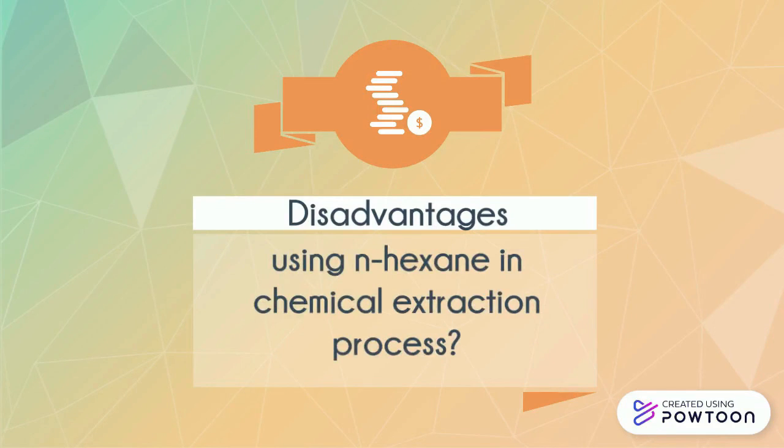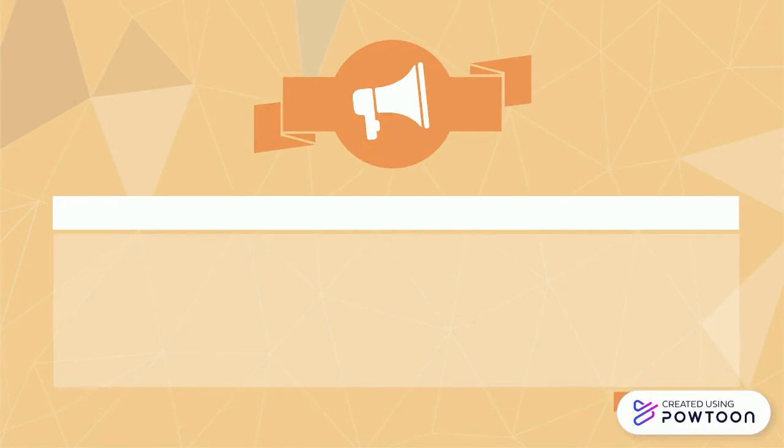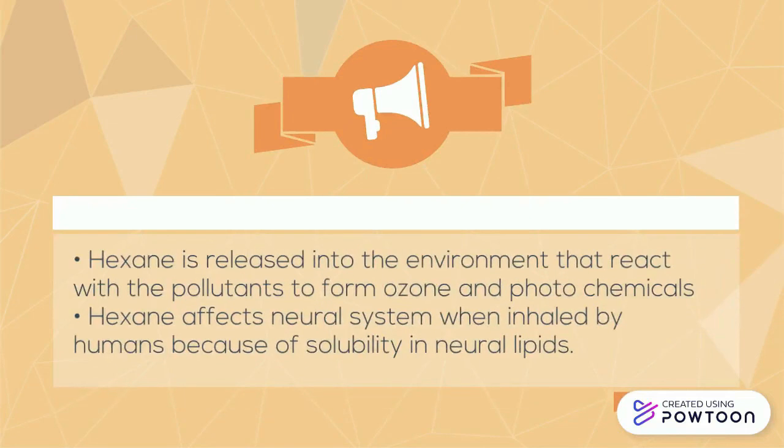I think everybody has heard about the drawbacks of using hexane in the process, but hardly anyone knows a lot about it. So, let's check it out. First and foremost, hexane is released into the environment and reacts with pollutants to form ozone and photochemicals. Hexane also affects the neural system when inhaled by humans because of its solubility in neurolipid.